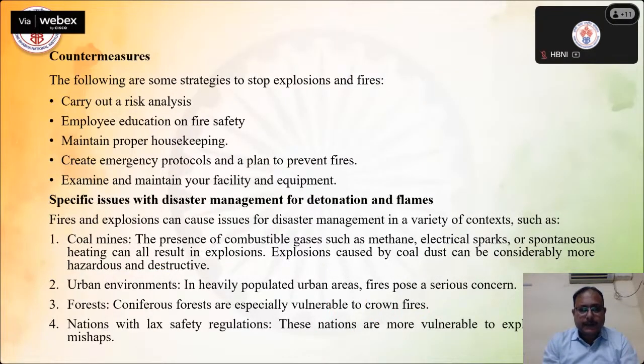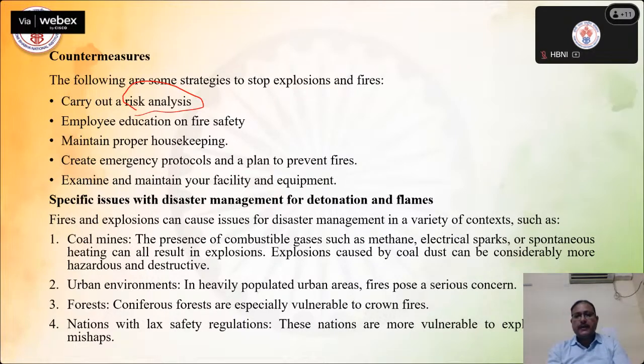Next, what are the countermeasures? The following are some strategies to stop explosions and fires. First, carry out risk analysis. It is very important to identify the risk of any stored material, any transported material, any moving material, wherever stored. What are the properties? What are the risks associated with that particular material? It is very much evident that you understand that yes, this material can create a big problem, and we have to think about that parameter also.